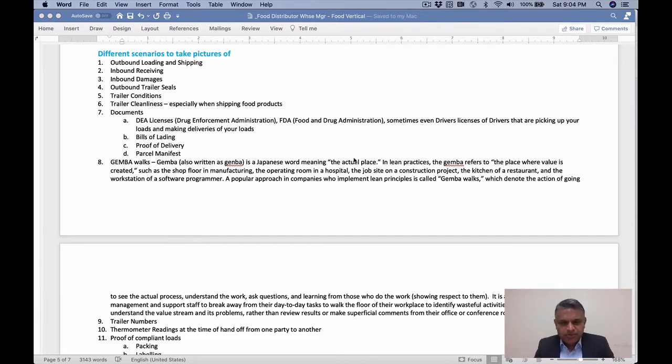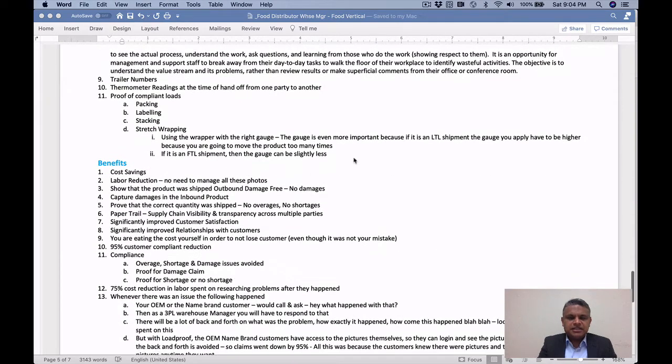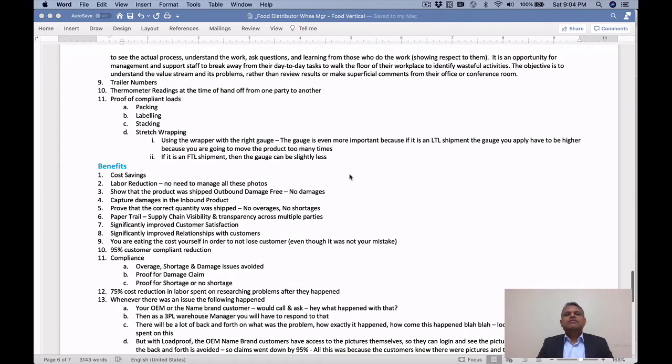You go to the actual place and then see what the heck is going on. A popular approach in companies who implement it is called Gemba Walks, which denotes the action of going to the actual process, understanding the work, asking questions, and learning from those who do the work, showing respect to them. It's an opportunity for management and support staff to break away from their day-to-day tasks to walk the floor of their workplace to identify wasteful activities.